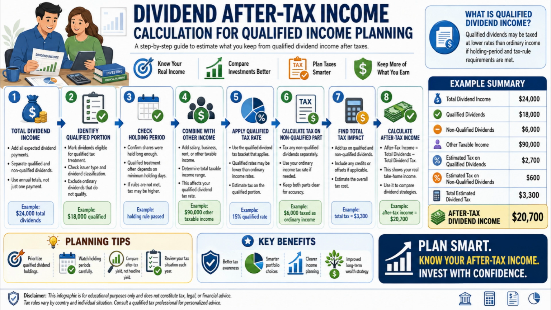Finally, calculate your after-tax dividend income. Subtract the total estimated dividend tax from your total dividend income. So, if your total dividend income is $24,000 and the estimated dividend tax is $3,300, your after-tax dividend income becomes $20,700. This is the real take-home dividend income that matters most for planning.